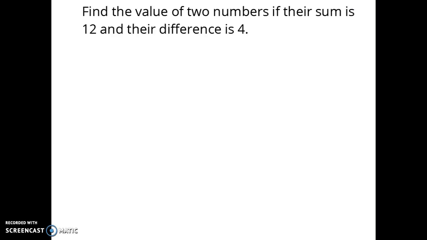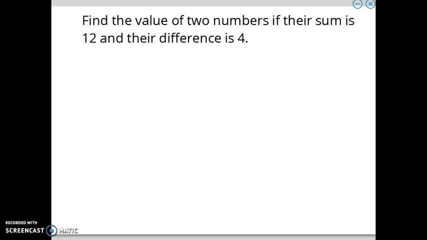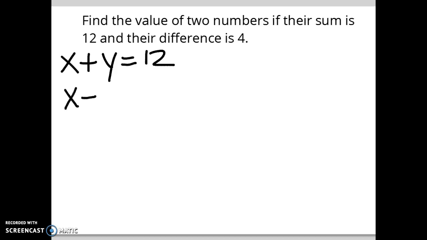We're now going to find the value of two numbers if their sum is 12 and their difference is 4. Here we go. I don't know what the two numbers are, so I'm going to add x to y, and I know I'm going to get 12. I don't know what the two numbers are, but subtracting x from y will give me 4. What are we going to do? That's right, solve for y.